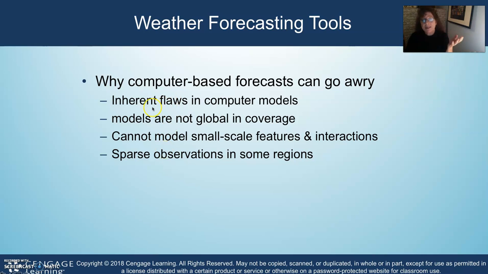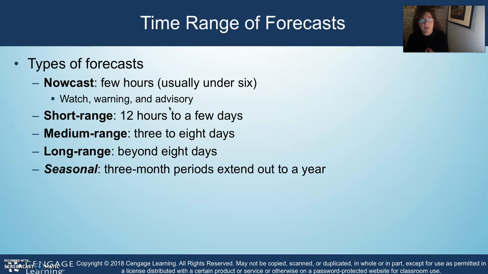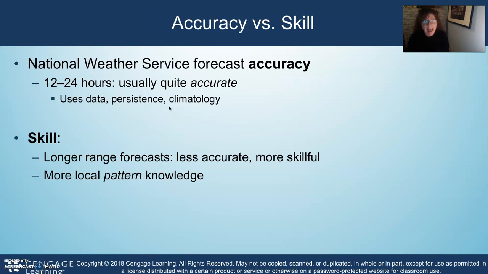And then, of course, there's always errors in the models themselves. So that's why it's an art. Forecasting is an art based on a lot of formulas. There are time frames for forecasting, nowcasting, all the way to seasonal and everything in between. And this is an important point. It is accuracy versus skill.